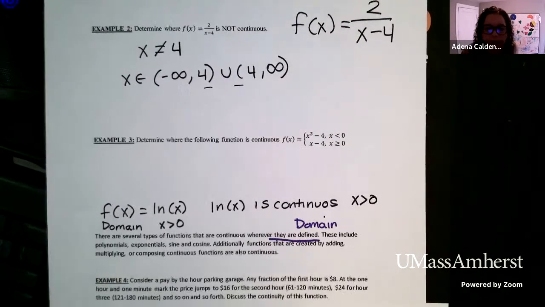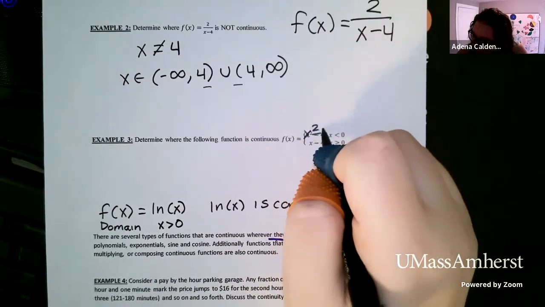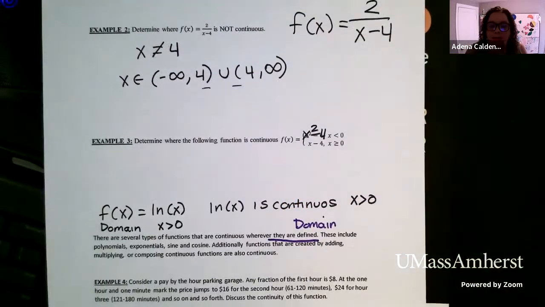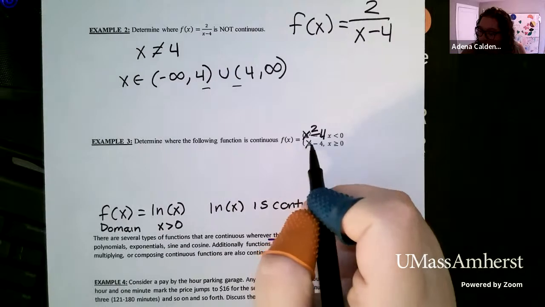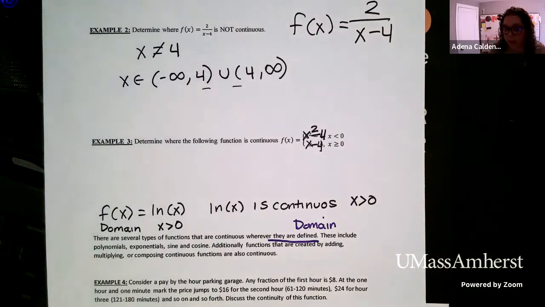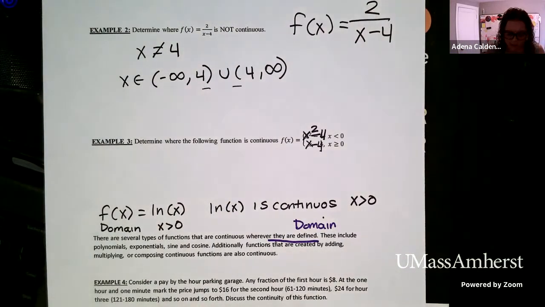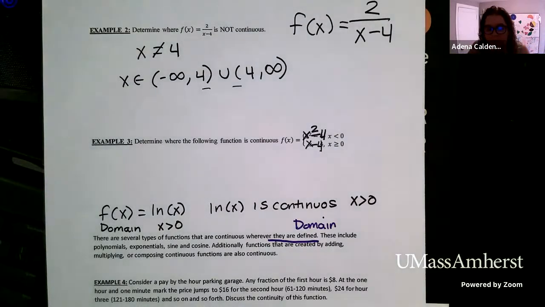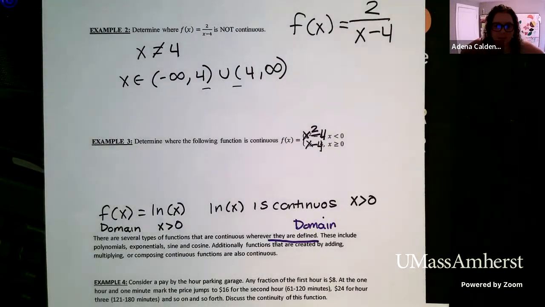Okay. So the next one, I want you to see if you can think about this. Determine where the following function is continuous. So this is a piecewise function. So this is x squared minus 4 for x less than 0, and x minus 4 for x greater than or equal to 0. Okay, so I want you to take a minute and think about, is it continuous everywhere? Is there a place where it's not continuous? And if there's a place where it's not continuous, why wouldn't it be continuous there? Okay, so take 1 minute, think it out. You can draw those pictures if you need to, but see if you can figure out what the situation of continuity is here.